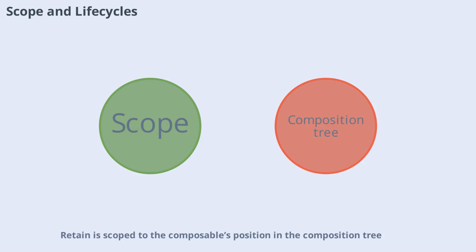Retain is scoped to the composable's position in the composition tree, not Android lifecycles. This means that retained values are managed within the Compose runtime, providing a more granular and flexible approach to state management. Understanding this scope is essential for leveraging Retain effectively in your Compose apps.